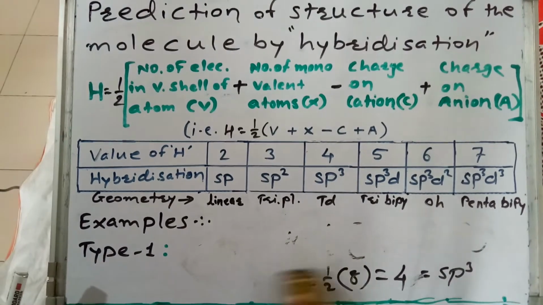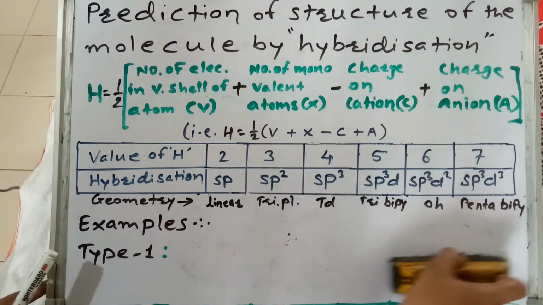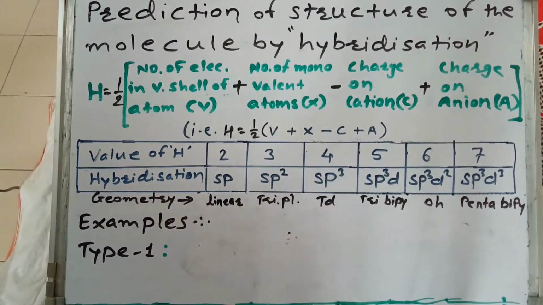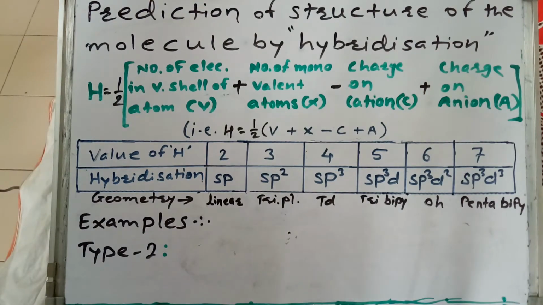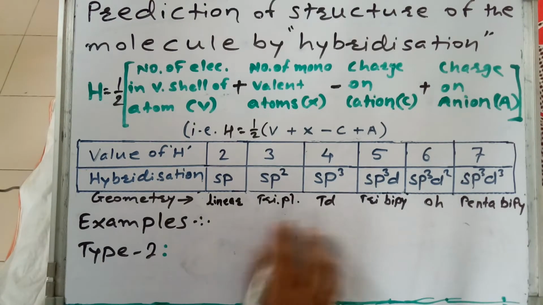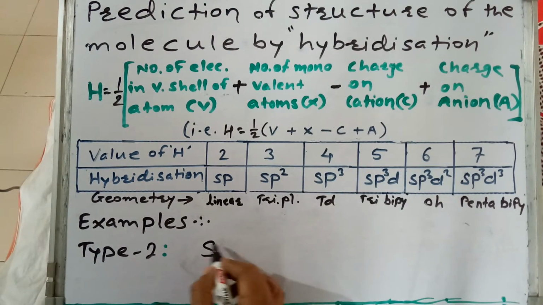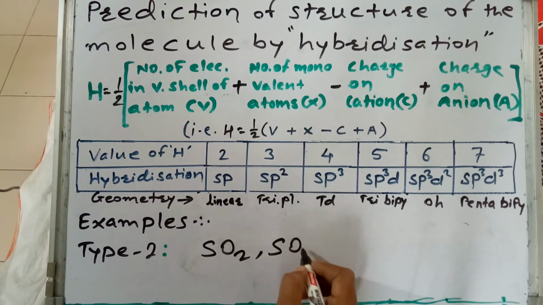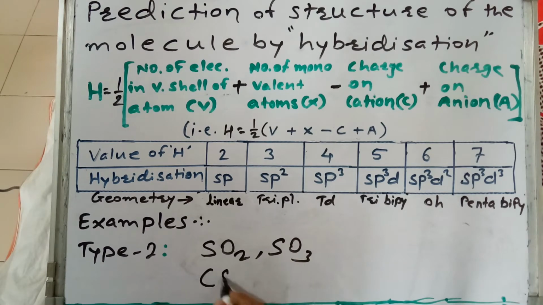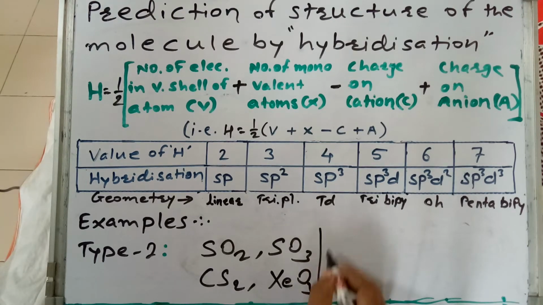Now the second type, in which the central atom is surrounded by divalent atoms only. This is the second type, where the central atom is surrounded by divalent atoms. See examples: SO2, or we can write SO3, we can write CS2, or we can write XeO3. So these are the different examples.